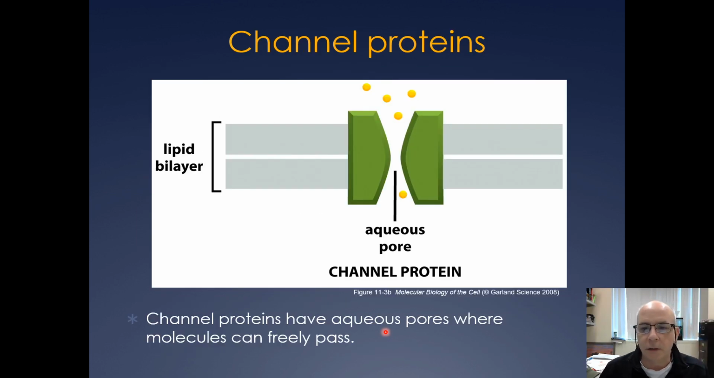You also have channel proteins, and these create an aqueous pore between the two sides of the lipid bilayer. When they open up, ions can freely flow down their concentration gradient.